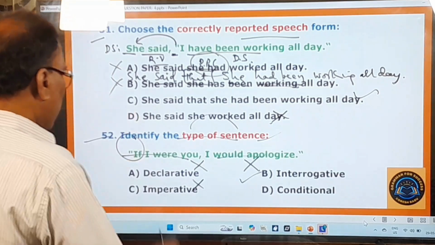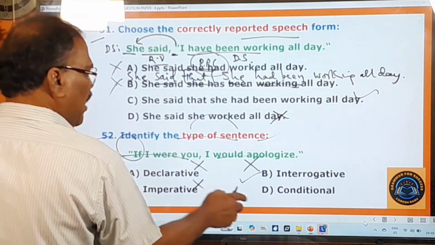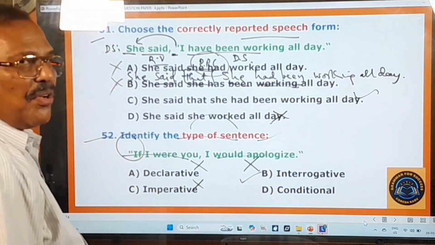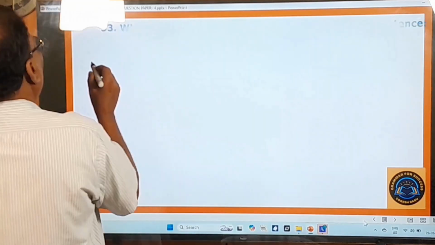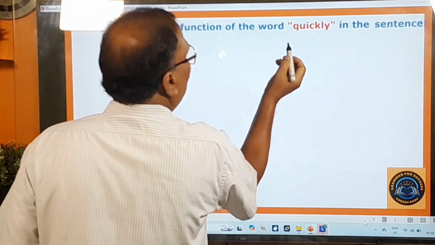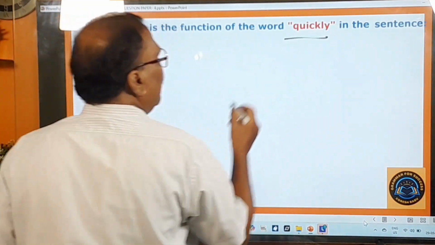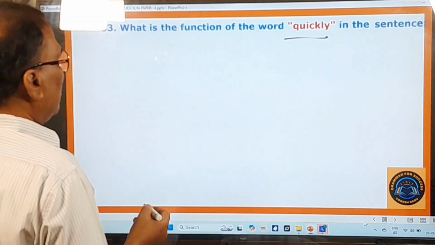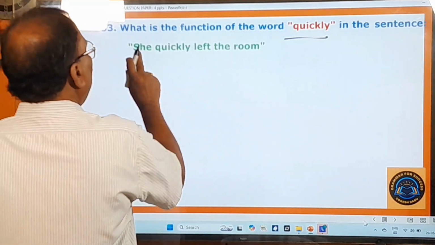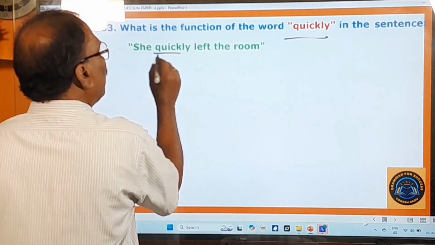Okay, it's a conditional sentence and therefore D1 is the right one. And now you move on to other questions. 53rd question. What is the function of the word quickly in the given sentence? Here you pay attention. She quickly left the room.